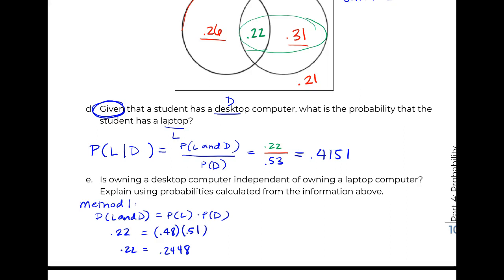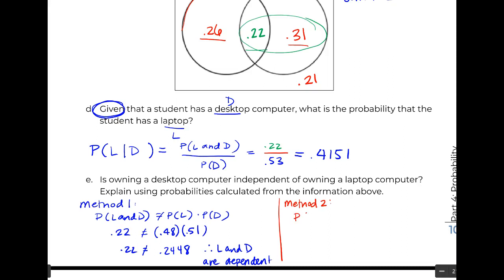But in part 4, we're really in math land. So is 0.22 the same as 0.24? No. So we can say these are not the same. Therefore, L and D are not independent. Or we can just say they are dependent. Either way. As I mentioned before, this is the easiest way. However, method 2 is also useful.